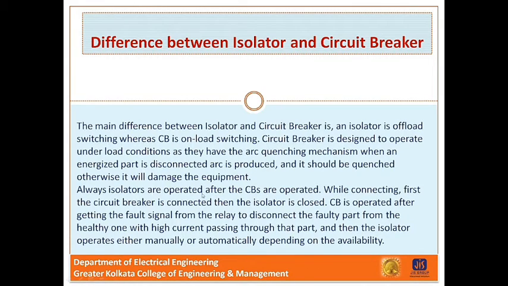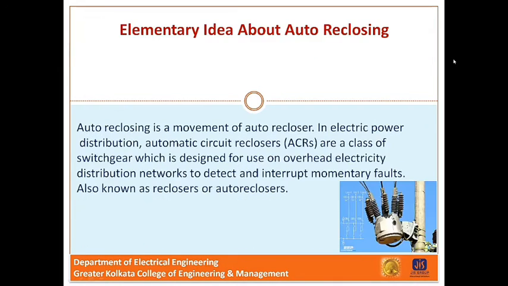Always isolators are operated after CBs are operated. While connecting, first the circuit breaker is connected, then the isolator is closed. CB is operated after getting the fault signal from the relay to disconnect the faulty part from the healthy one with high current passing through that part. And then the isolator operates either manually or automatically depending upon the availability.